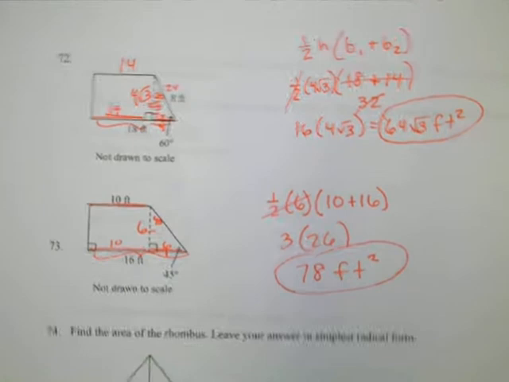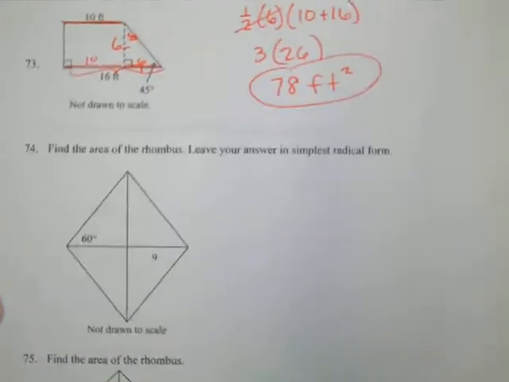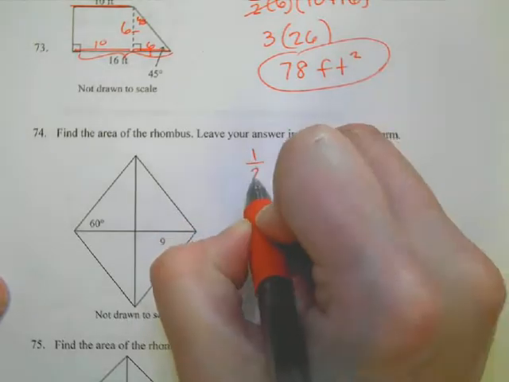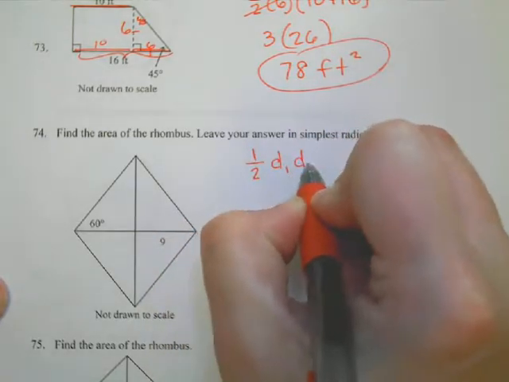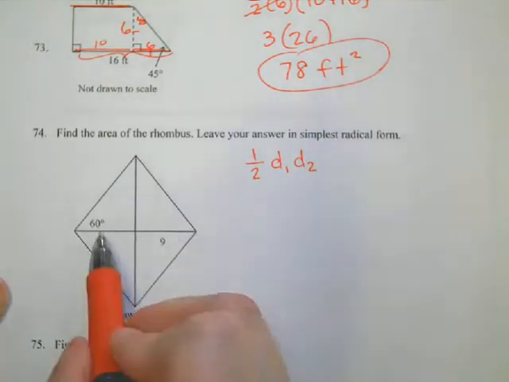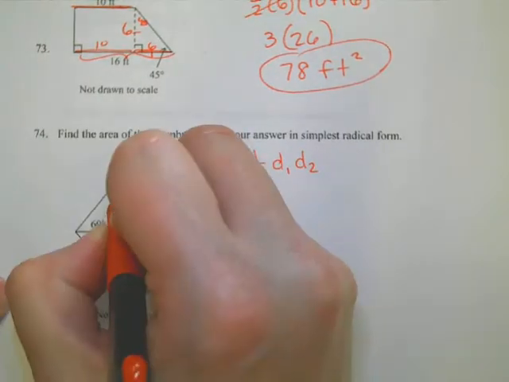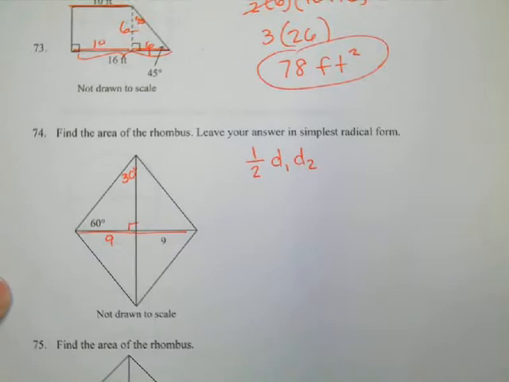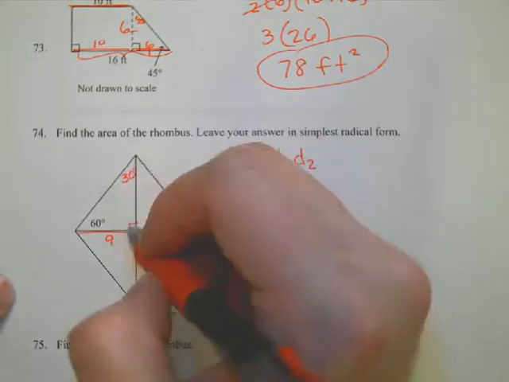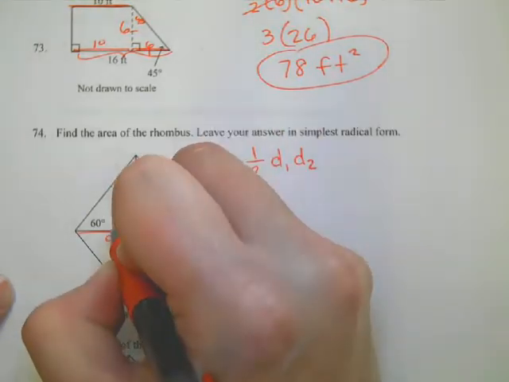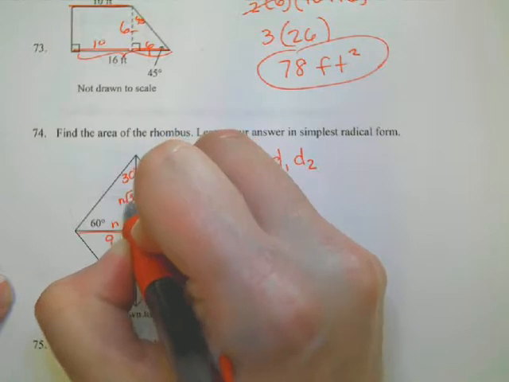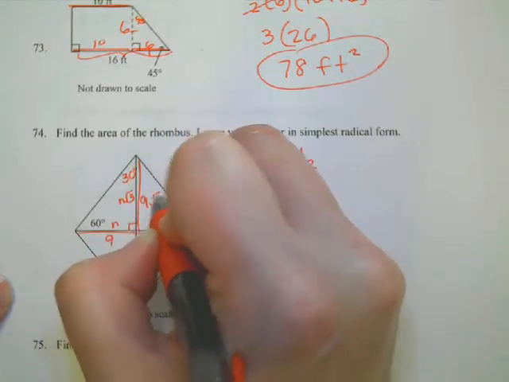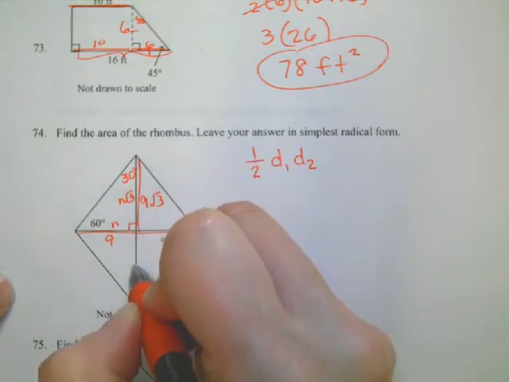Alright, 74 wants you to find the area of the rhombus. Area of the rhombus is 1/2 times diagonal 1 times diagonal 2. Alright, so if this is a 60-degree angle, then I'm going to be working a 30, 60, 90 triangle in here. If this piece is 9, then this piece is 9, because the diagonals are perpendicular bisectors of each other. Okay, so here I have my short leg. My long leg then is going to be the length of the other part of the diagonal here. So if the short leg is 9, then the long leg is 9 root 3. And since diagonals are perpendicular bisectors of each other, then this is also 9 root 3.